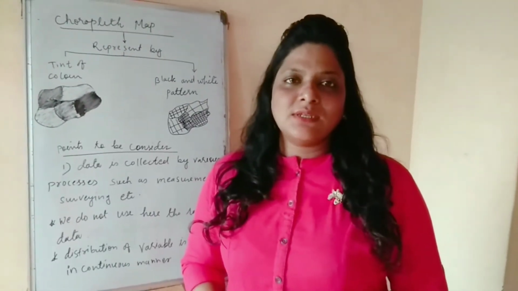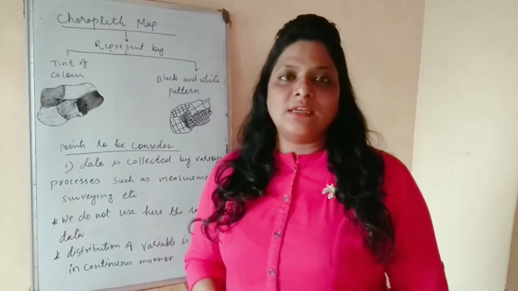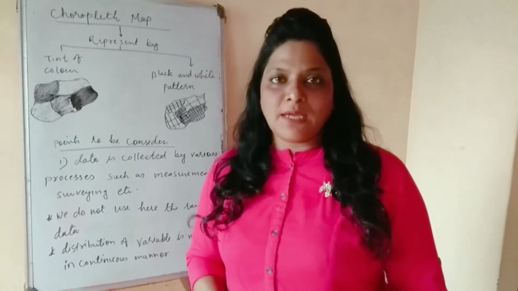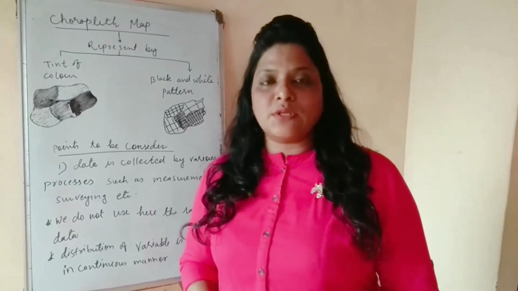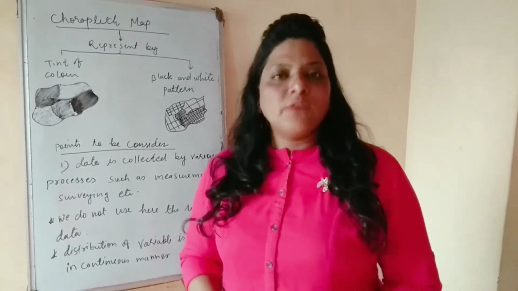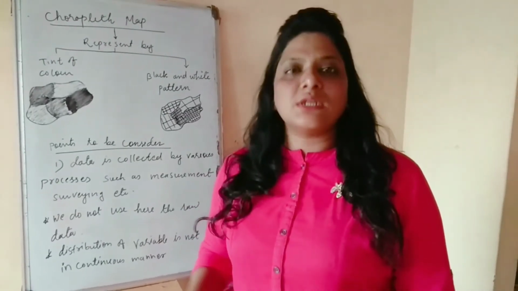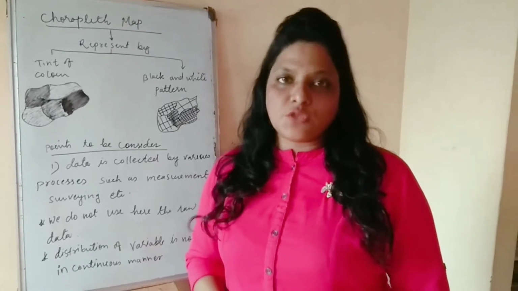Welcome back, student. In our previous class, we have already seen the introduction of distributional maps, different types of distributional maps, and dot map. In today's class, we are going to see the choropleth map and the isopleth map, which are the remaining two types of distributional map.